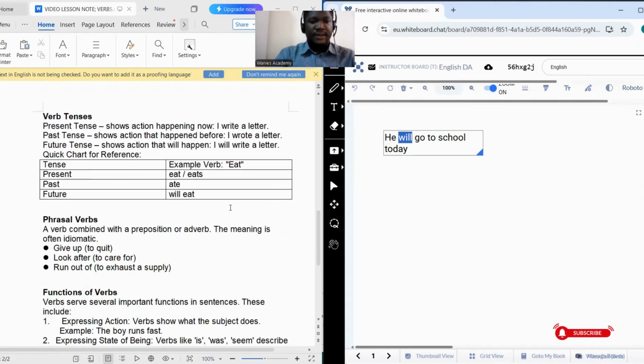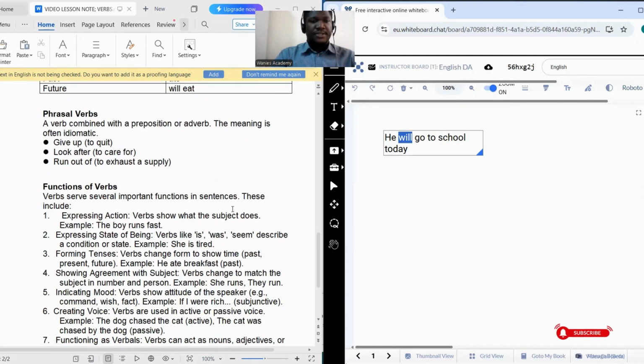Now let's go to phrasal verbs. Phrasal verbs are simply verbs combined with another part of speech, usually a preposition or an adverb, and the meaning is often idiomatic. For example, give up, look after, run out of, sit down, sit up, run towards. These are phrasal verbs. Now, let's jump into the functions of verbs.